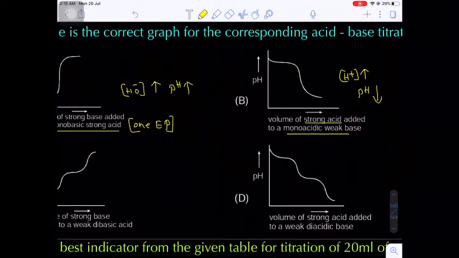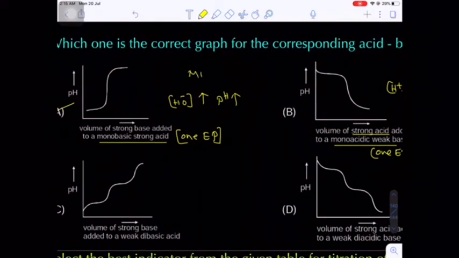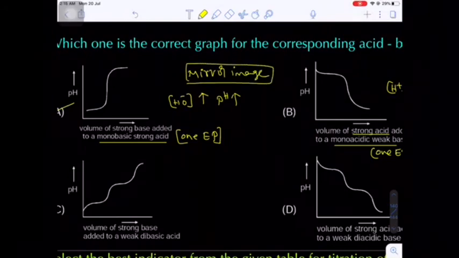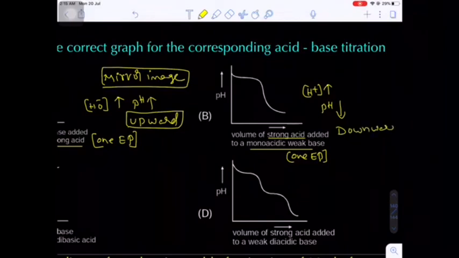Now the second one, strong acid is added. When strong acid is added, that means the H plus ion concentration increases, so the pH of the solution will do what? Decreases. It is also a weak monoacidic base. That means here also only one equivalence point will be present. That means A and B are both mirror images. A and B are both what? Mirror images. Just now I told you, if base is present on the x-axis, the OH minus concentration increases, the pH increases, and the graph should be upward.